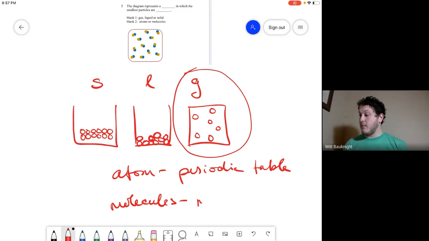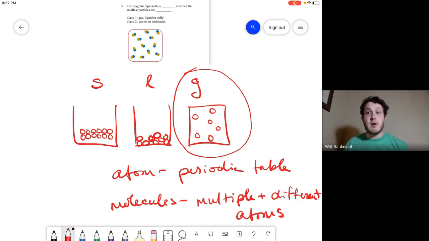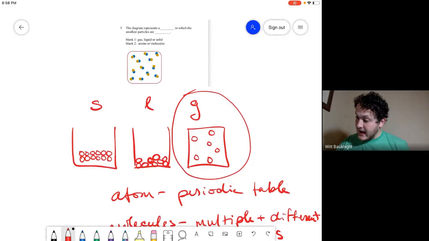So they have multiple and different atoms. Some common ones are water, CO2, carbon monoxide, glucose, sucrose once we get into biology. So looking at this diagram, we can see that it's made up of these gold and these blue particles, which suggests that they are different atoms. Therefore, we have a gas, and these are molecules.